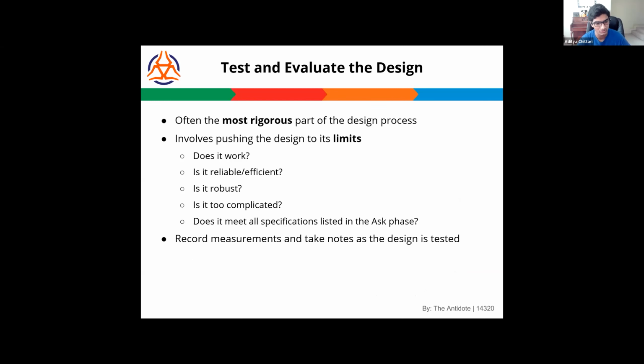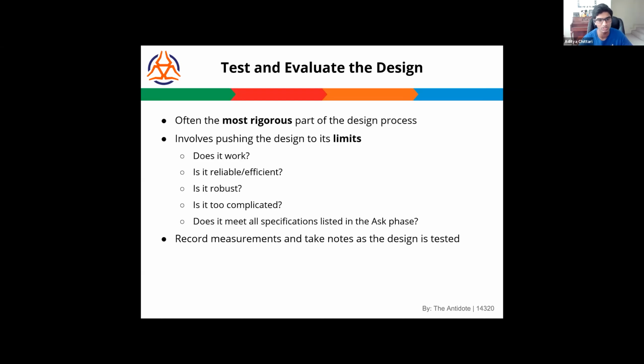Now, this is usually the most rigorous part of the design process. You're probably going to be spending most of the time of the process in steps 5 and 6. And this involves pushing the design to its limits. You're going to be seeing, does it work reliably? Is it strong? Is it too fragile?